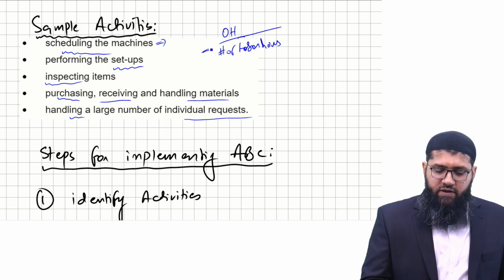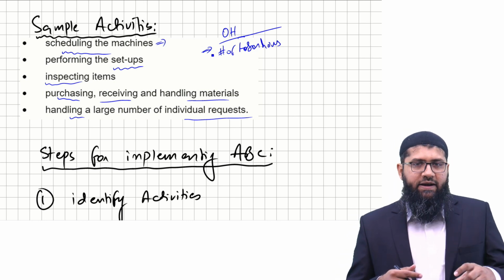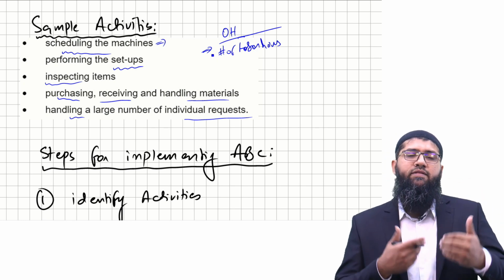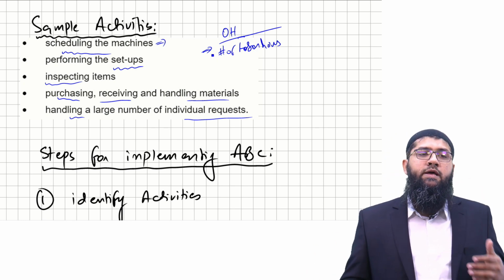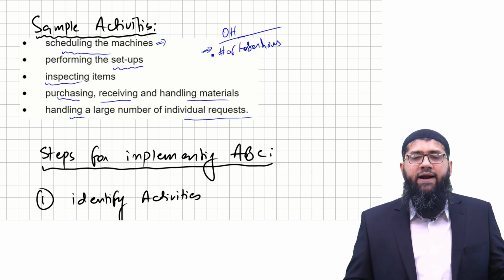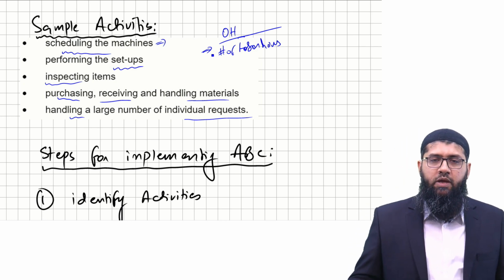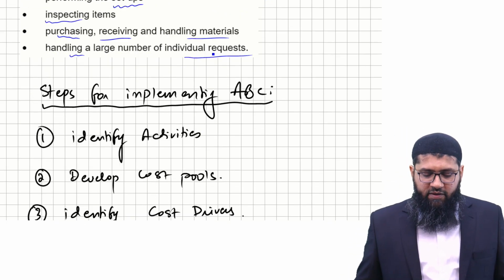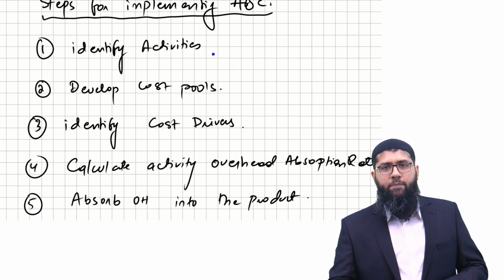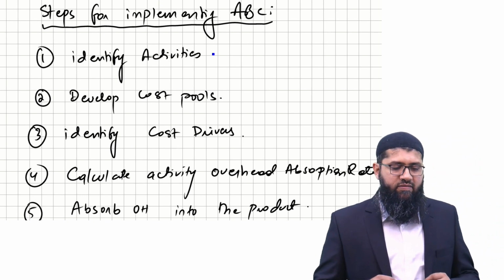So as a result of this, I repeat, activity-based costing says that look, there are different activities that are being undertaken by the organization. So you need to keep these activities in mind and absorb the overhead on the basis of activities that are undertaken to manufacture a product. When we implement activity-based costing, there are certain steps that you have to follow. What are those steps? Let's discuss them one by one.